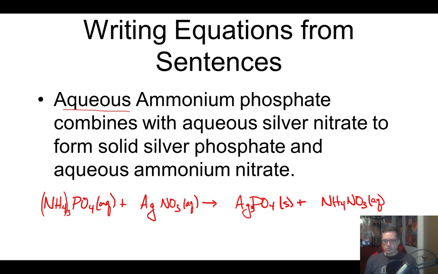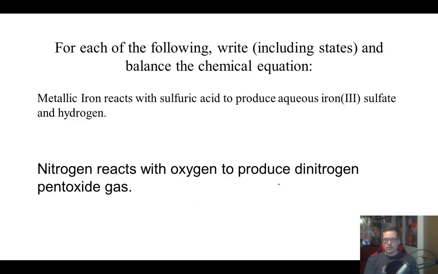And we could balance this: 3 ammoniums, 3 ammoniums. 1 phosphate, 1 phosphate. 1 silver, 3 silver, so we'll throw that 3 out there, and then 3 nitrate, 3 nitrate, we're good to go. So there you go. That's our balanced chemical reaction. And you can tell that it would have been just fine. We would have been able to predict those products with our double replacement reaction knowledge. Let's do a couple more.